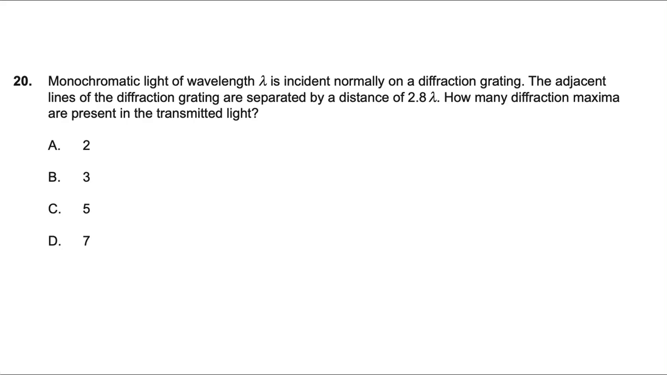Here we go, folks. This is very much an HL question, definitely a classic. So if you haven't tried one like this, please take the time over it. We've got monochromatic light with a wavelength, and we're told the adjacent lines of the diffraction grating are separated by a certain distance. We want to know how many diffraction maxima are present in the transmitted light. In other words, how many diffraction maxima can we see when we're using this diffraction grating?